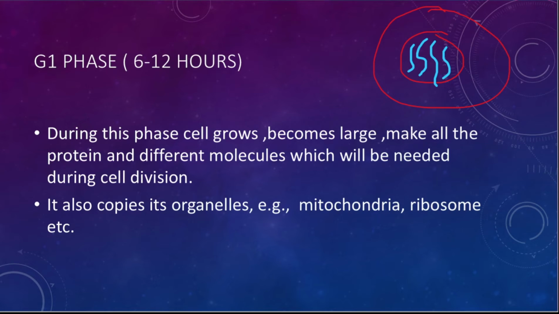So let's see. This is a chromosome in G1 phase. This is a chromosome in G1. One double strand DNA will lie inside one chromosome. You know that inside a chromosome, double strand DNA is present.